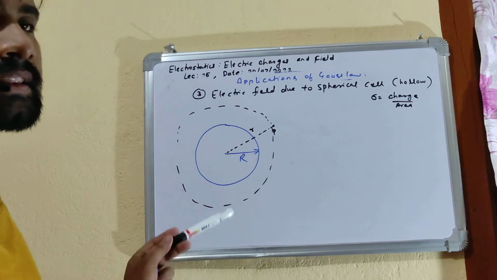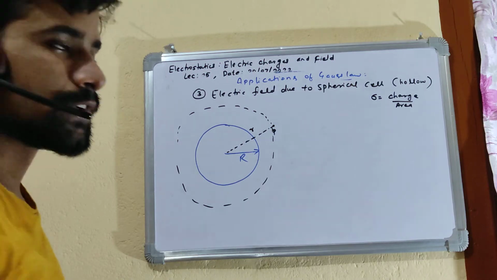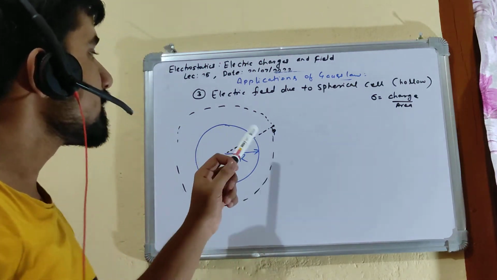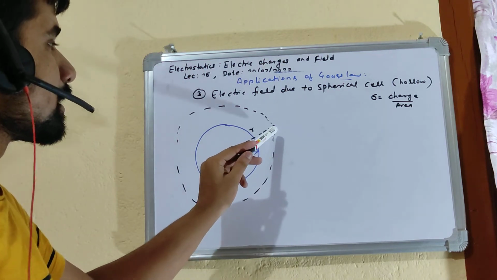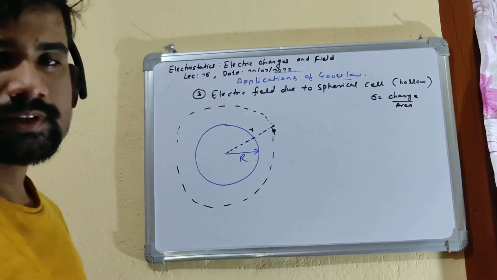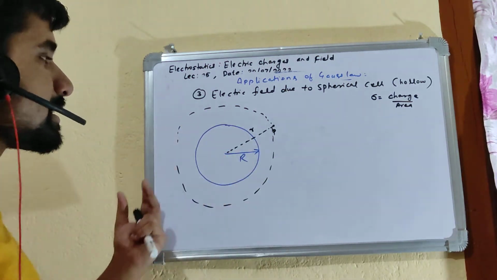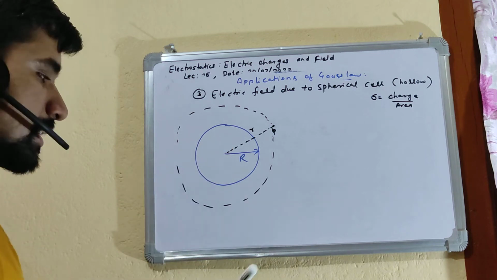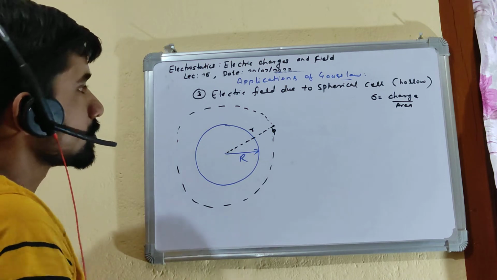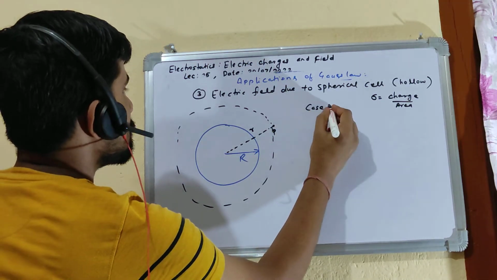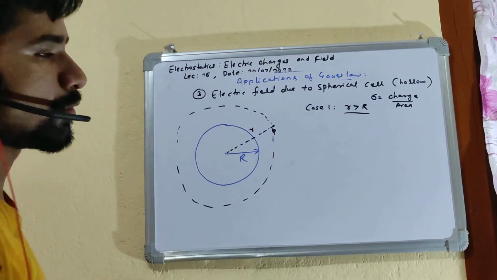So now there are three cases to it, right? This r can be outside the spherical shell, which means r is greater than capital R. This point P can be at the surface of the spherical shell, which basically means r is equal to R. And this point P can be inside the spherical shell, which means r is less than R, right? So let's discuss all these one by one. So let's say case 1, r is greater than R, which is what we have drawn.